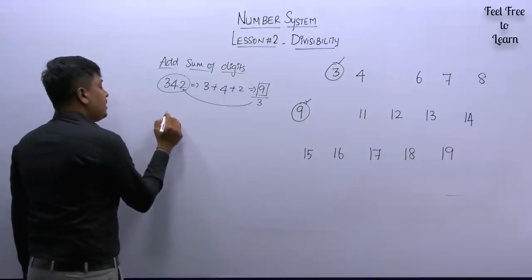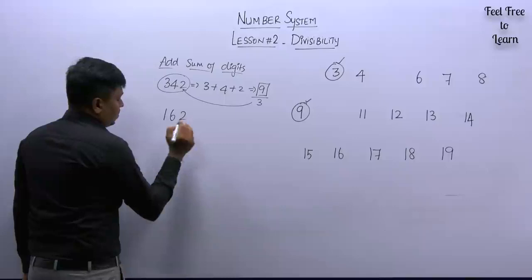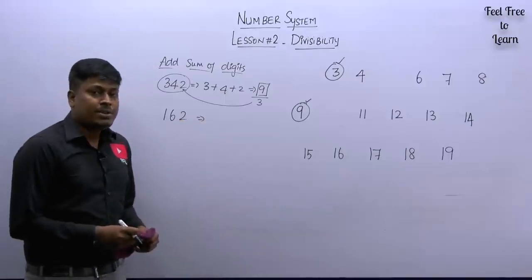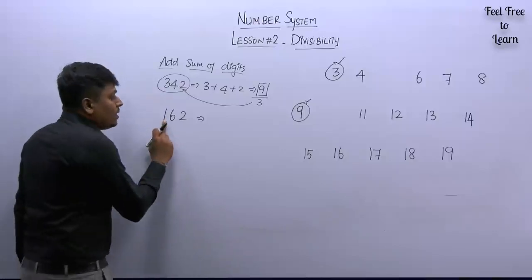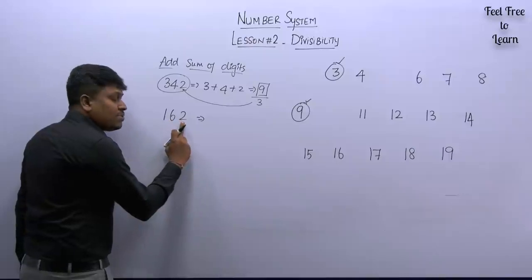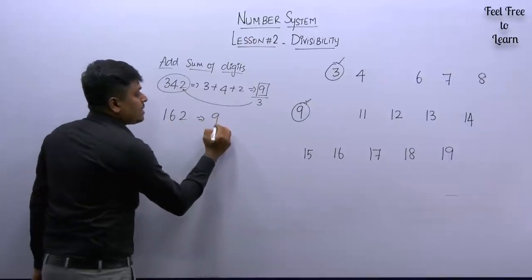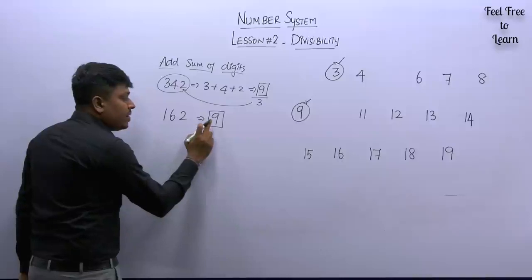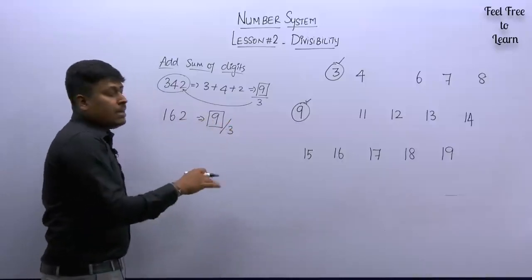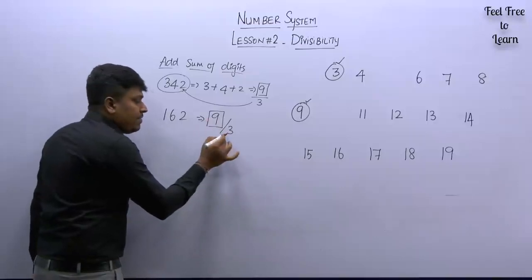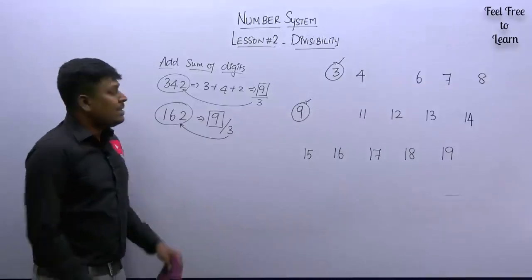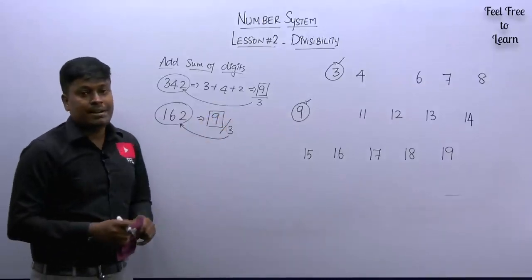Let me take another example, 162. We need to check whether it is divisible by 3 or not. So you need to add all the digits. 1 plus 6 is 7, 7 plus 2 is 9. After adding all the digits, we got 9. Is 9 divisible by 3 or not? Yes, it is divisible. If 9 is divisible by 3, then we can say that the complete number 162 is divisible by 3. The same logic is for number 9 also.